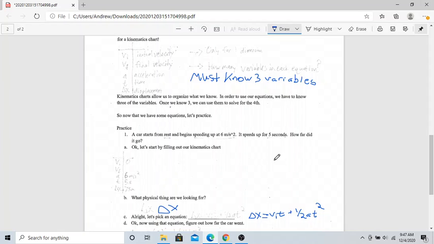Well, we start by filling out our kinematic chart. So we start by drawing this chart. That's the very first thing we always do. All right, and then we put on the right side, we just put the 5 variables. And again, it doesn't matter what order you put them in. Not going to really affect your question at all.